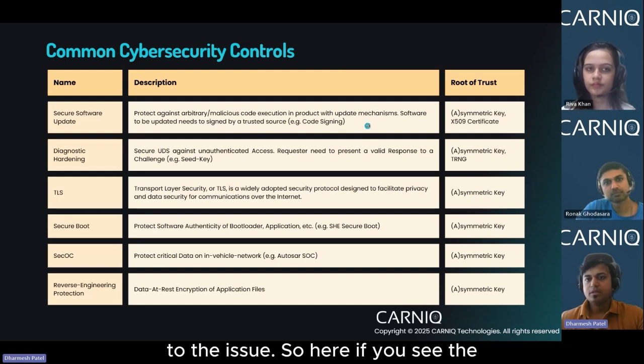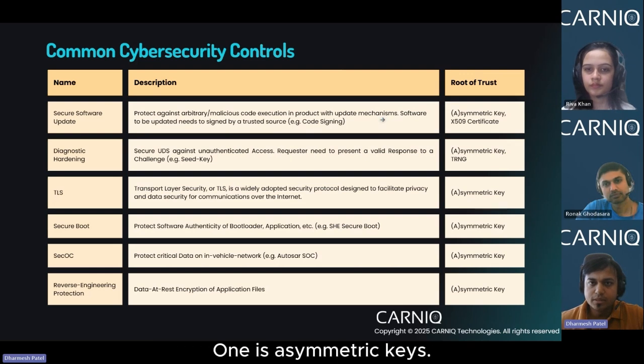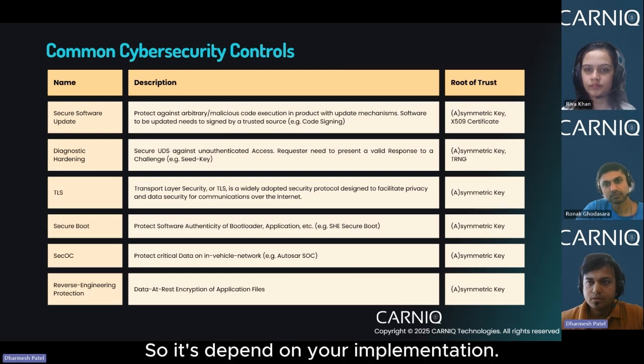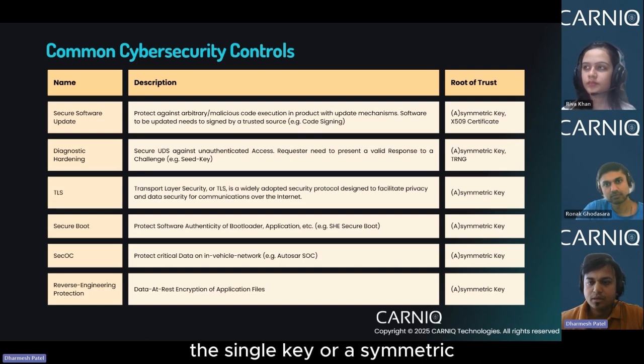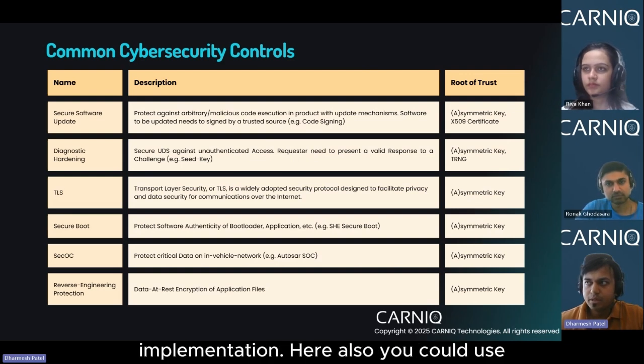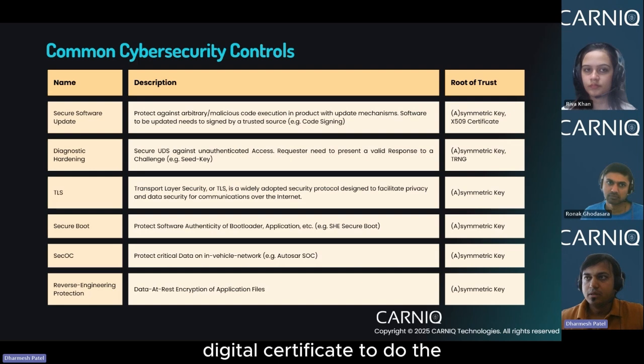Here, if you see the root of trust, there are two things. One is asymmetric keys, but it depends on your implementation. You could also use symmetric keys, so a single key or an asymmetric public-private key pair for the implementation. Here you could also use the X.509 standard digital certificate to do the code signing.